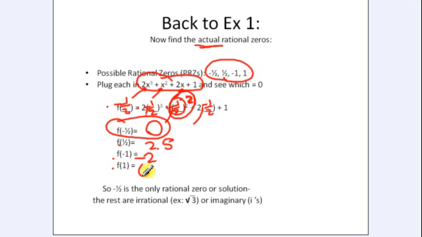So we can see that -1/2 is the only rational zero or solution. The rest will either be irrational, like the square root of 3, or imaginary numbers, involving i. And we'll look at those and how to find those a little bit later. And we'll also, in this case, notice I did go ahead and just use direct substitution as I plug these in directly. When it comes to finding the other solutions, that's really when synthetic substitution is going to make things a lot easier.